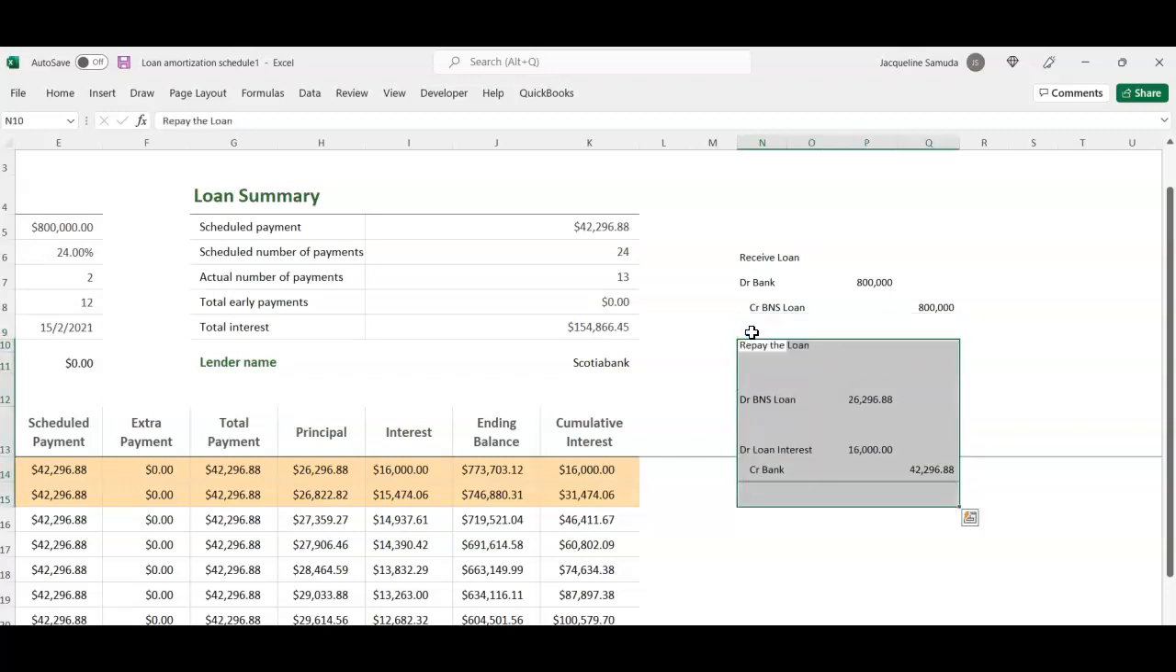And as I mentioned, there's another loan in February, but you were given the repayment amounts broken down into principal and interest, so you wouldn't really need to use this loan amortization schedule.